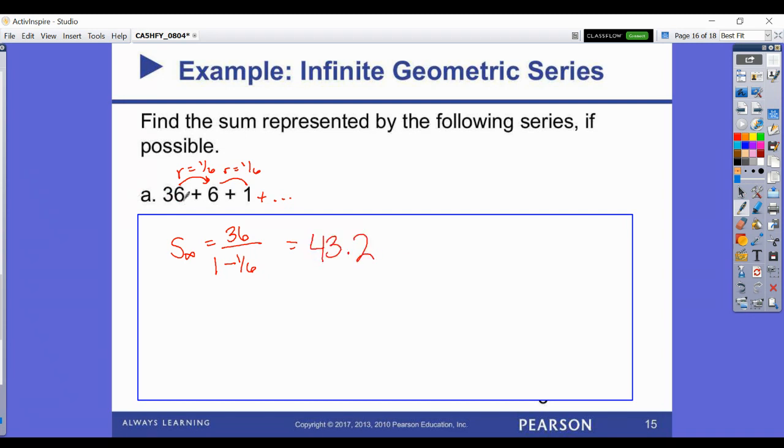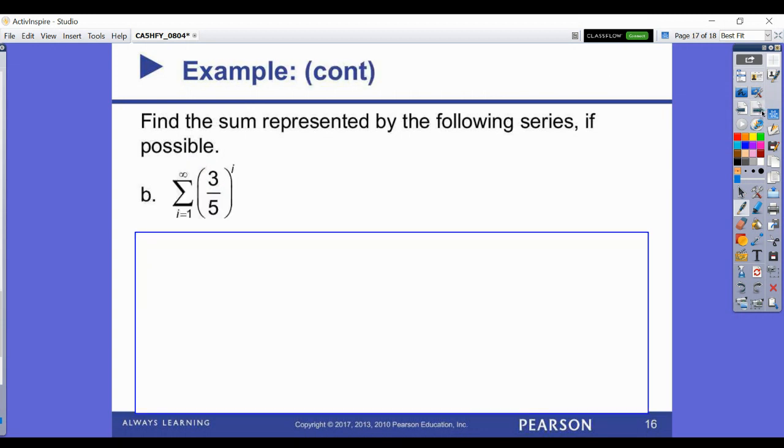You can kind of check it in your calculator too. You can do 36 plus 6, 36 plus 6 plus 1, and then you're going to add 1/6 and then add 1/36, and you'll see that you're just barely adding any at all anymore. And you're never going to go over that 43.2. It's going to look like it gets there pretty fast, but it's not going to go past it. So you just use that formula.